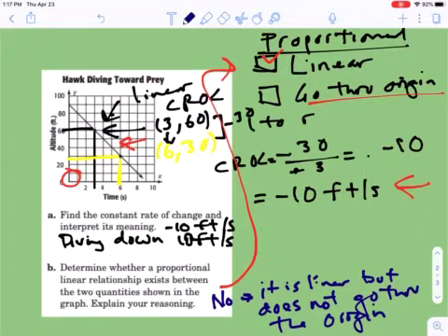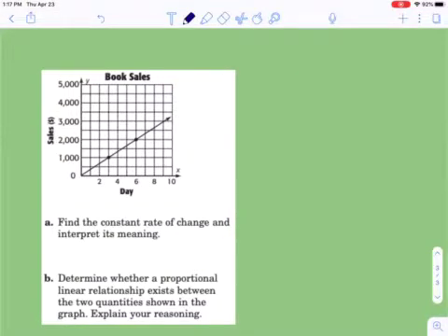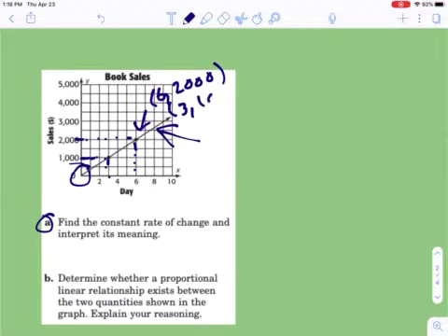All right, let's look at one more example. Right away this is already looking better. You can tell it's linear, and you can tell that, hey, that might work for us. It says to find the constant rate of change and interpret its meaning. So let's see what our points are. This point right here is the point 6, 2000, and this one looks like the point 3 comma 1000.